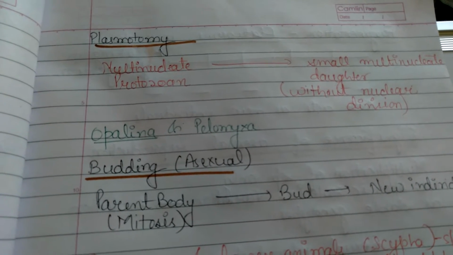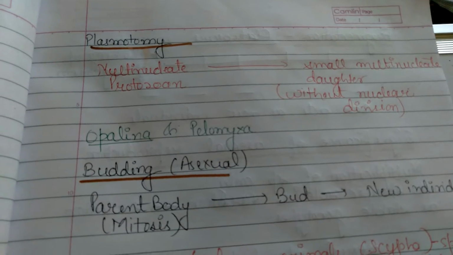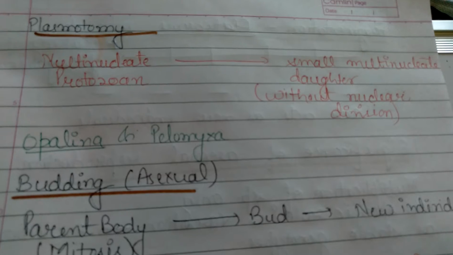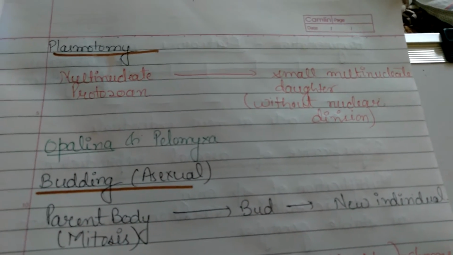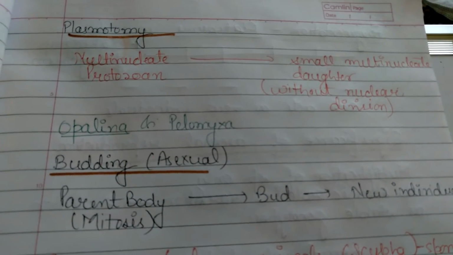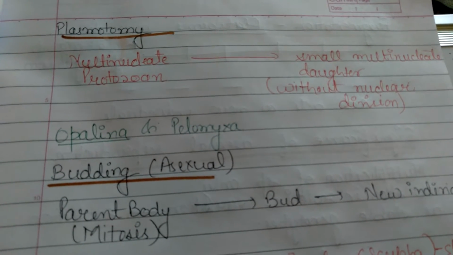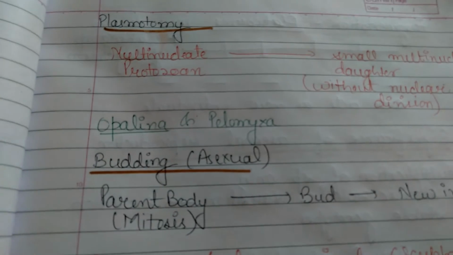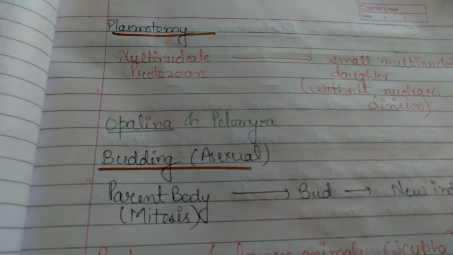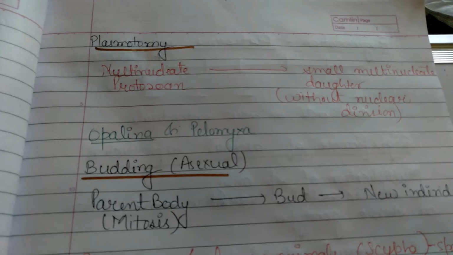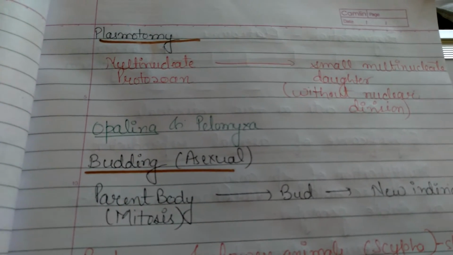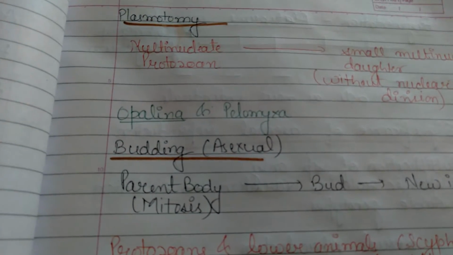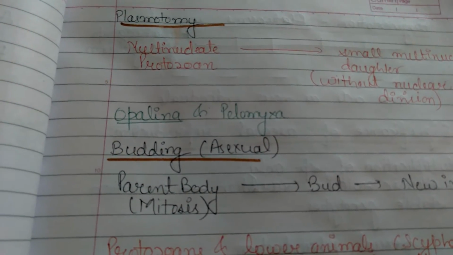In plasmotomy, there is division of a multinucleate protozoan into small multinucleate daughter cells without nuclear division. This is the parent, and it gets converted into small multinucleate daughter cells without any nuclear division. For example, Opalina and Pelomyxa.